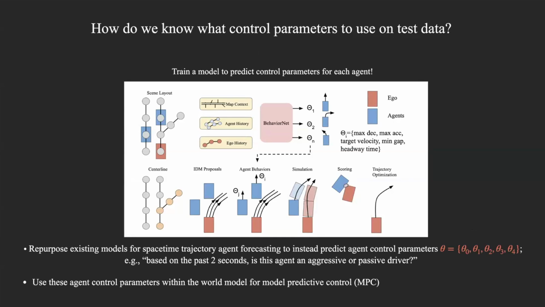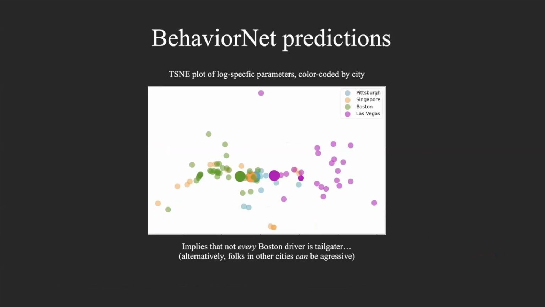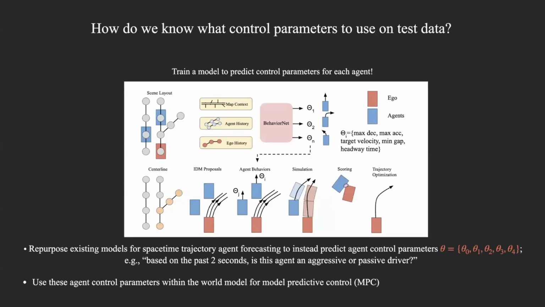The insight that we wanted to advocate was that we can reuse all the machinery people already use for forecasting trajectories, but instead of forecasting trajectories, what we're predicting are these control parameters. So we're trying to predict for every agent, is this an aggressive guy? And the way we predict that is by looking at the past history of how people have been driving in the most recent 5 seconds. It's the same history one of these models would use to predict future trajectories. And then once we have these predicted parameters, we simply use them in the rollout for model predictive control.